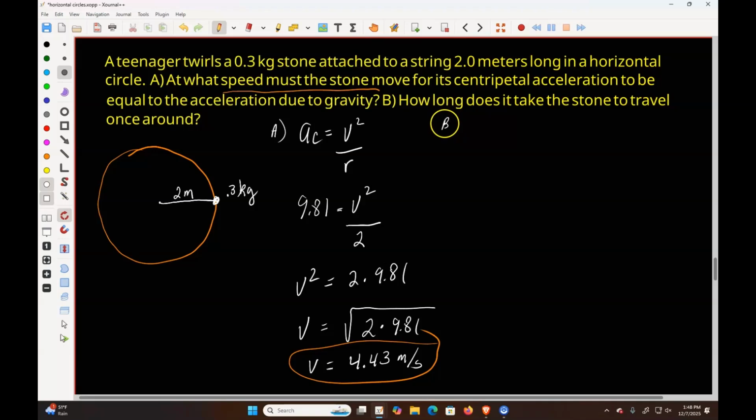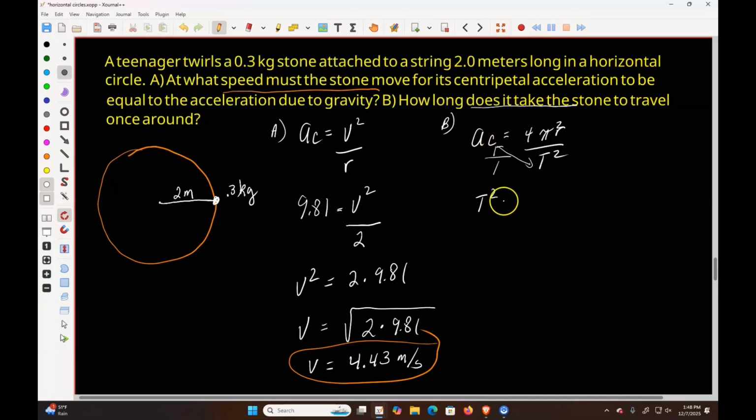All right, for the B part. How long does it take for the stone to travel once around? So how long does it take? That means I'm solving for the period. So I'm going to say that the centripetal acceleration, which is going to be 9.81, is equal to 4 pi squared r over the period squared. Okay, I'm going to rearrange this. So I'm looking for T squared. I'm going to switch these two places here.